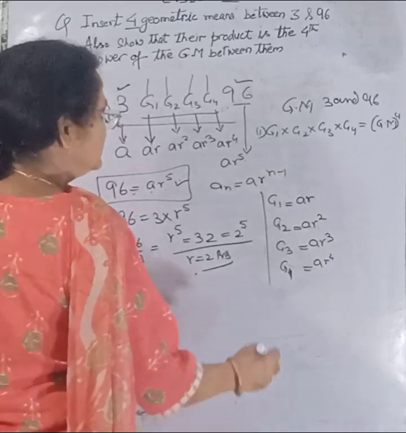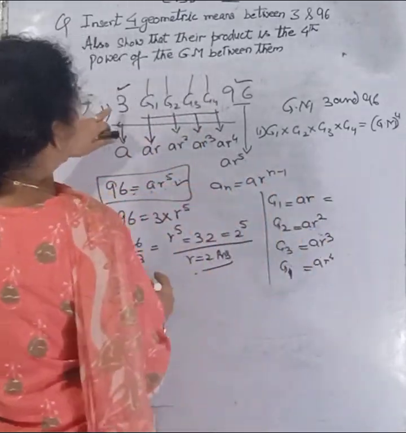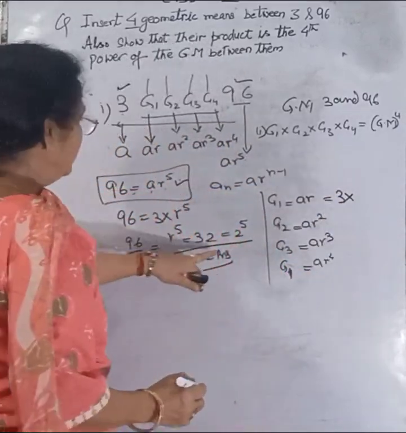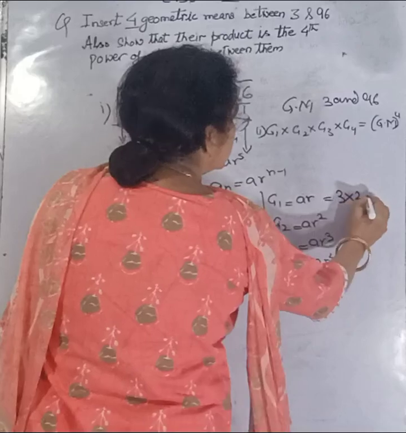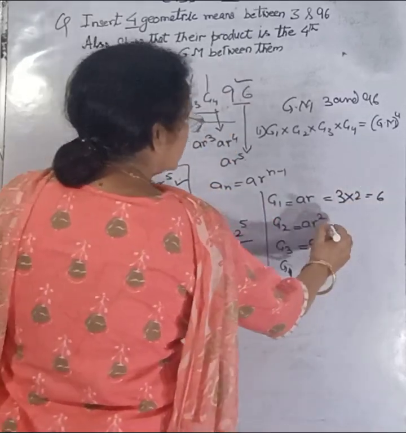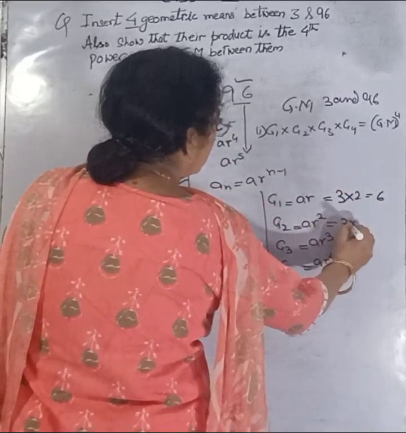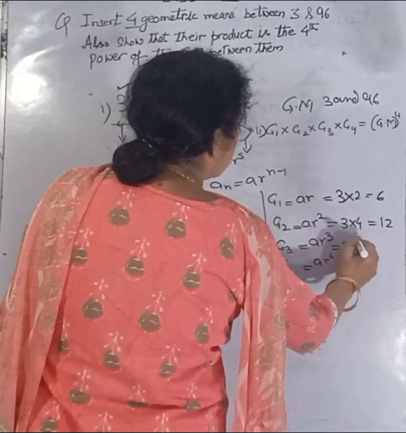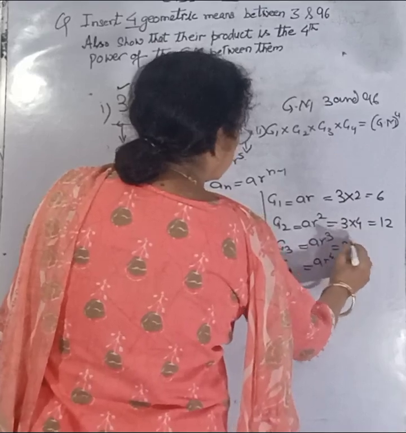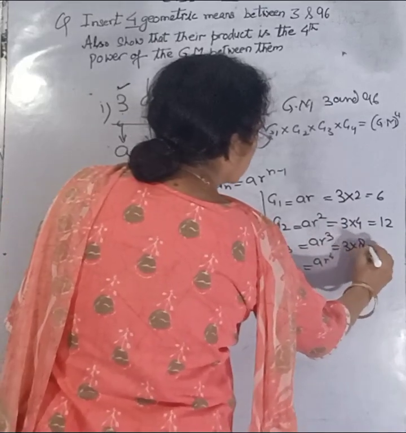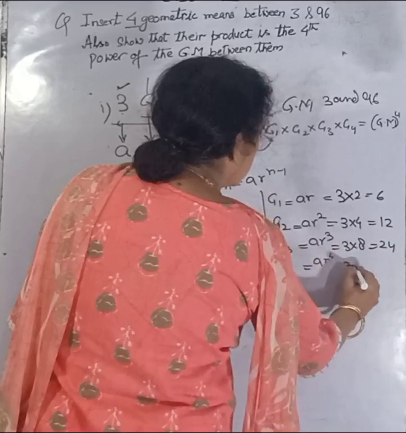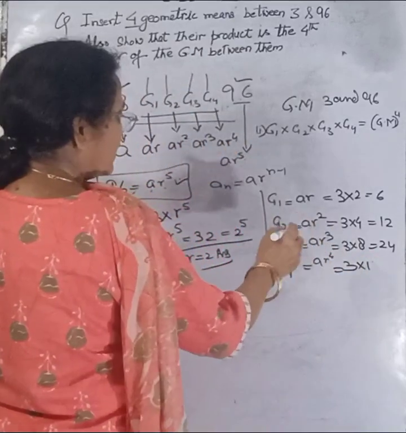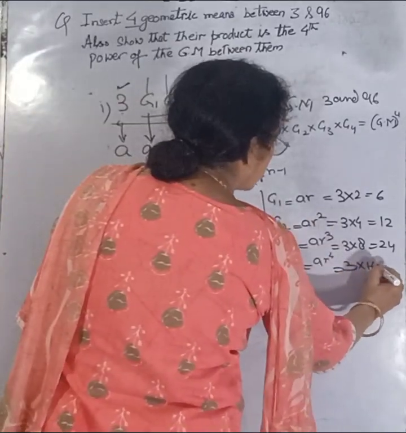Okay, A is equal to what? A in this case is equal to 3. It means 3 into R. R we have obtained is equal to 2. So it is equal to 6. Okay, this is 3 into 4, that is 12. This is 3 into 8, that is 24, and 3 into 16 is equal to 48.